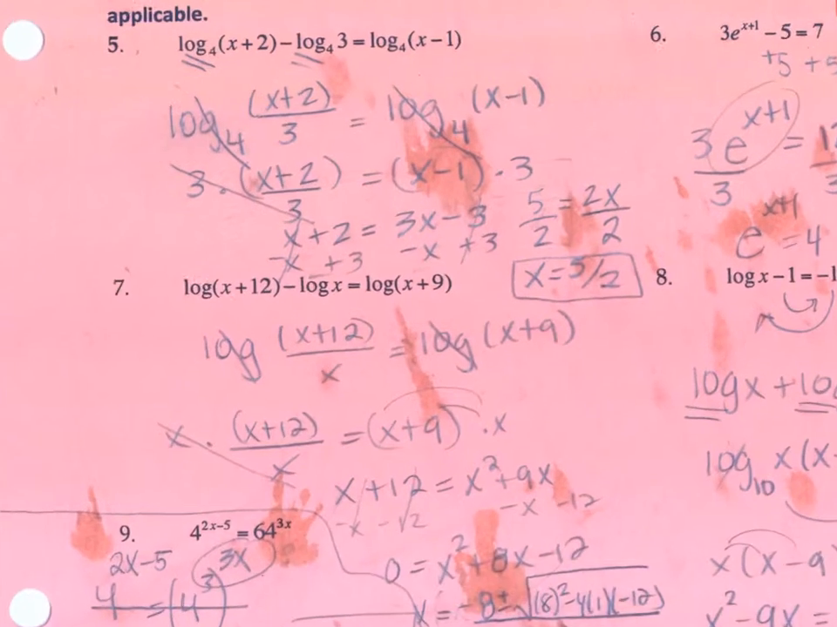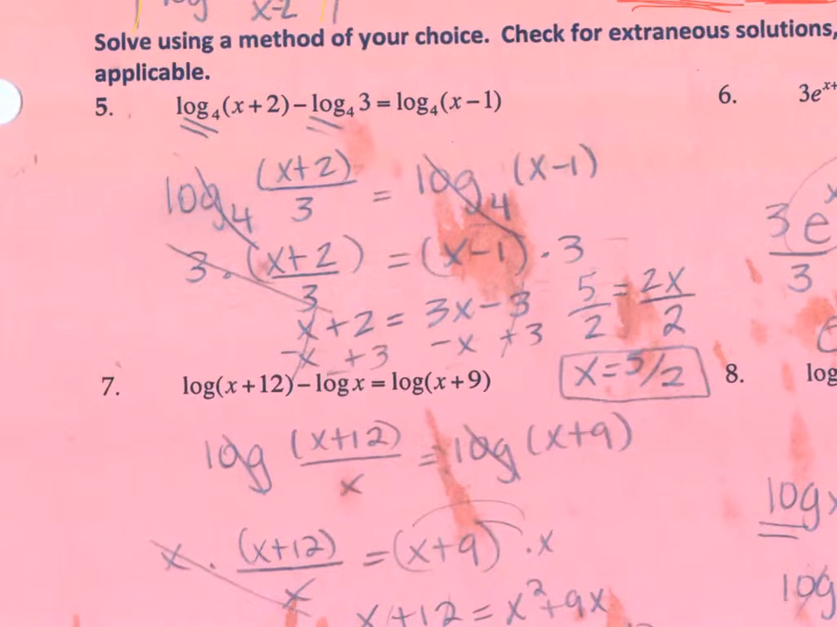So for number 5, remember, in order to solve, we need to condense first. So on the left side, they're both log base 4. We know that subtraction goes with division, so we condensed. We wrote log base 4, x plus 2 came first, so it went in the numerator, 3 came second, so it went in the denominator. Now both sides have log base 4 in one term, so log base 4 is gone. So we're left with x plus 2 over 3 is equal to x minus 1.